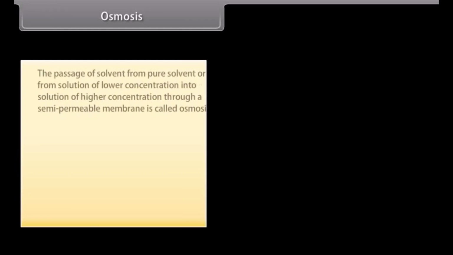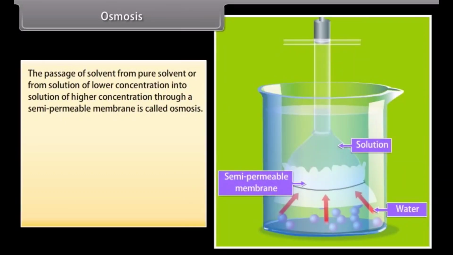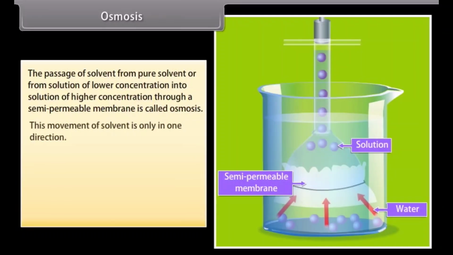Osmosis. The passage of solvent from pure solvent or from solution of lower concentration into solution of higher concentration through a semi-permeable membrane is called osmosis. This movement of solvent is only in one direction.